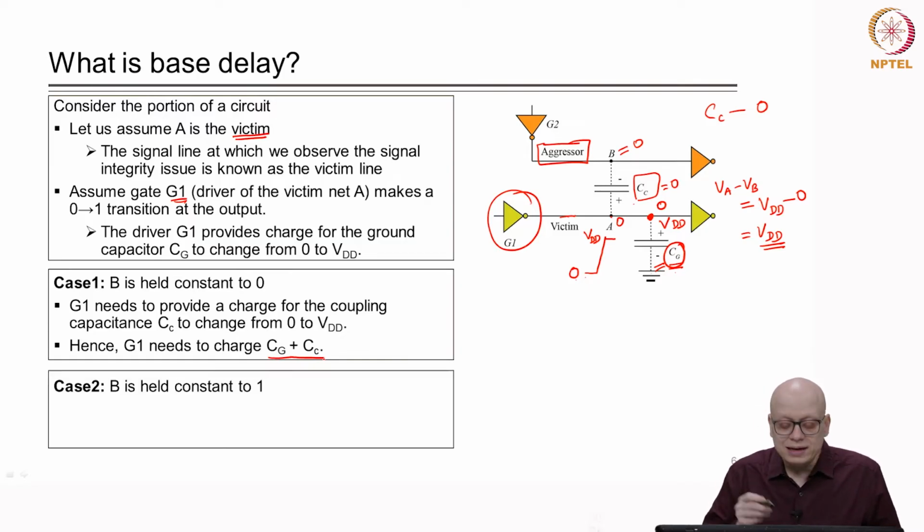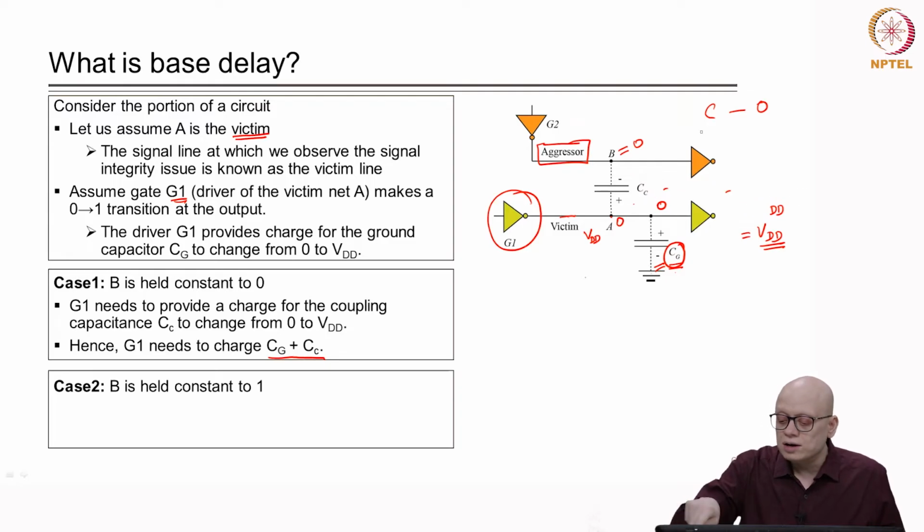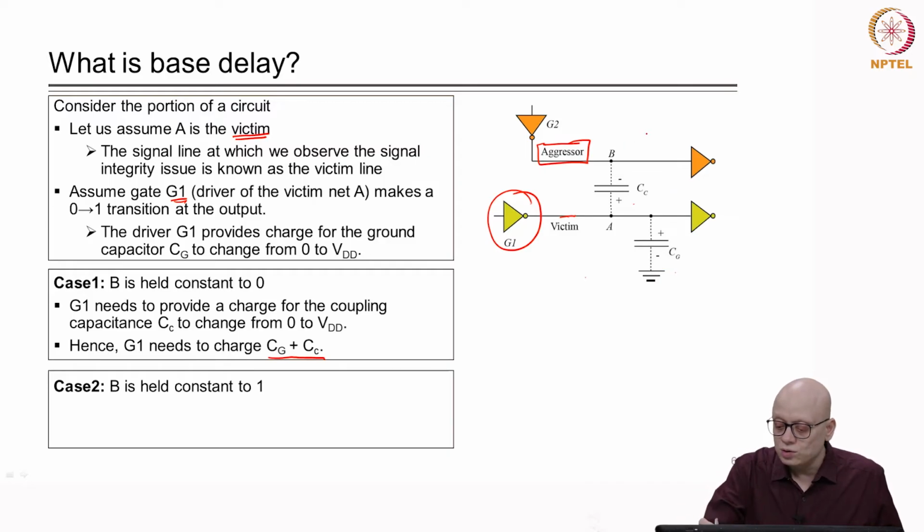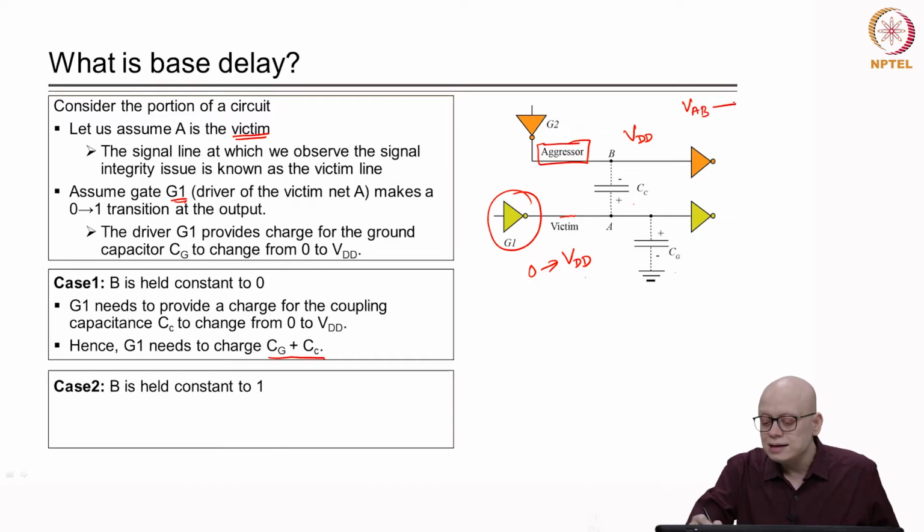Next, let us consider that B is held constant at a value of 1, or VDD. So VB is VDD, and A is changing from 0 volt to VDD. What is VAB initially? VAB initially is 0 minus VDD, which is equal to minus VDD. And what is VAB finally? That is the voltage across the capacitor CC after A has transitioned to VDD.